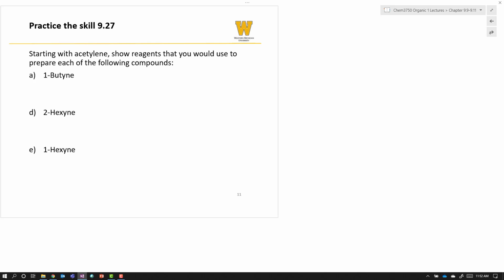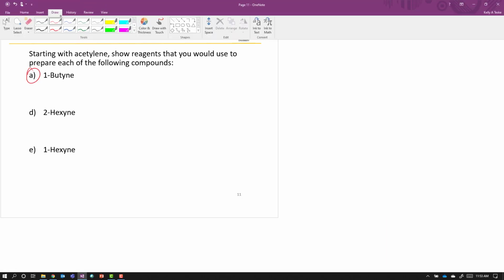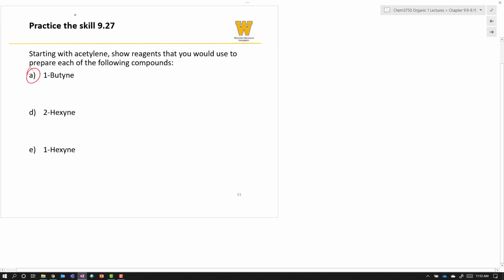So some examples. Let's start out with starting with the acetylene. Show reagents that you would use to prepare each of the following compounds. So starting with A, take a moment and think to yourself, what is 1-butene? So draw that molecule.